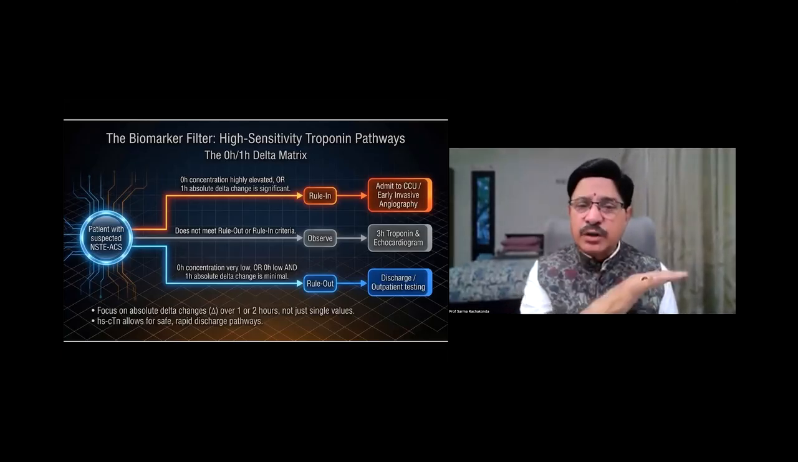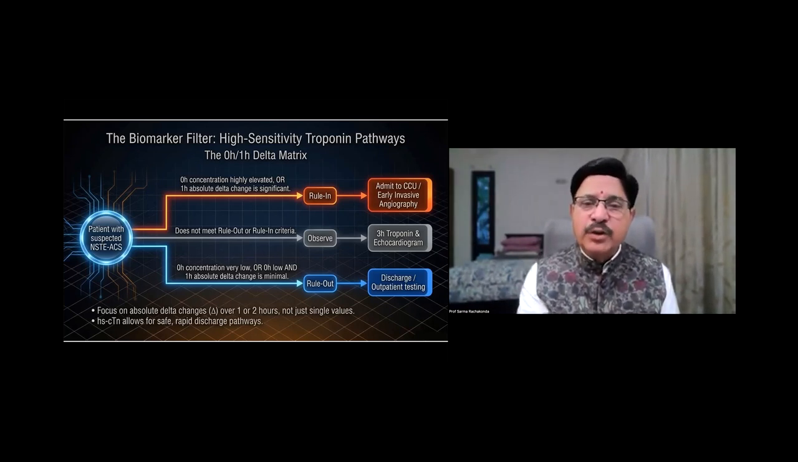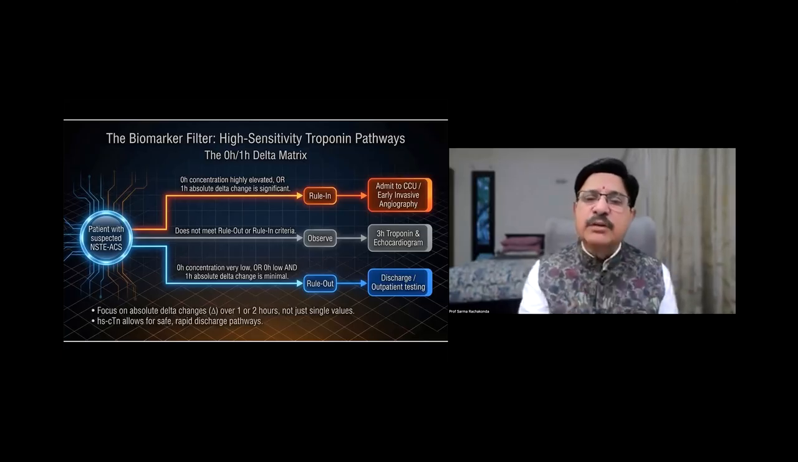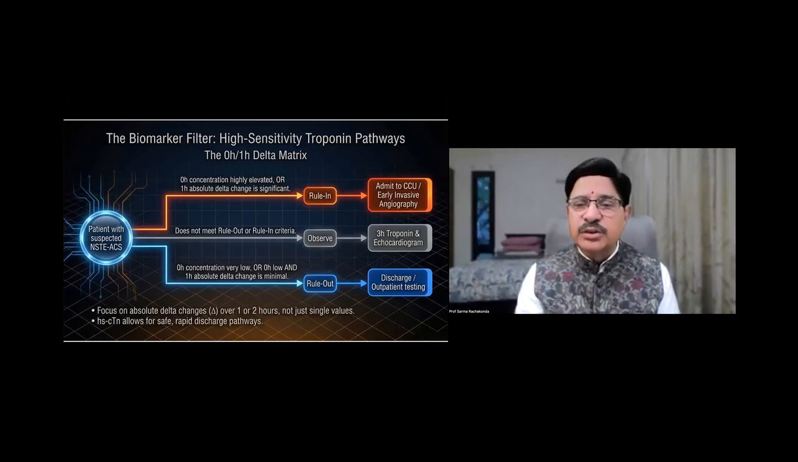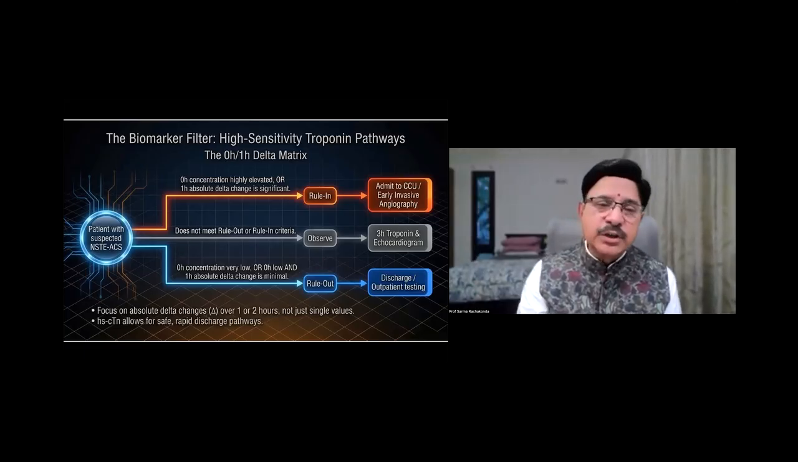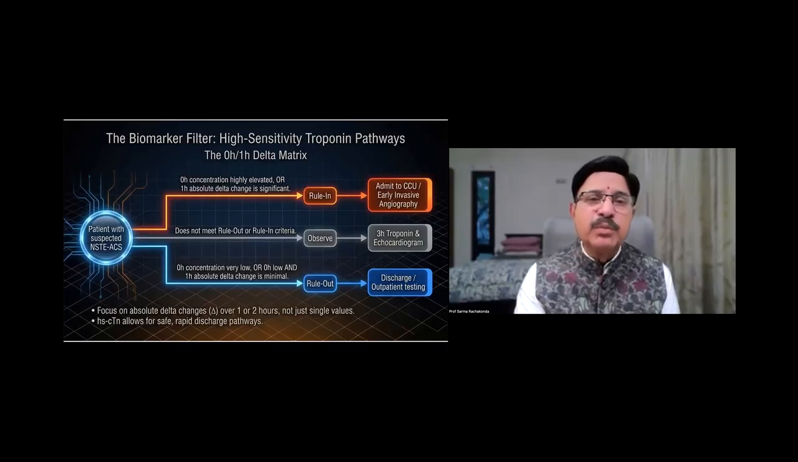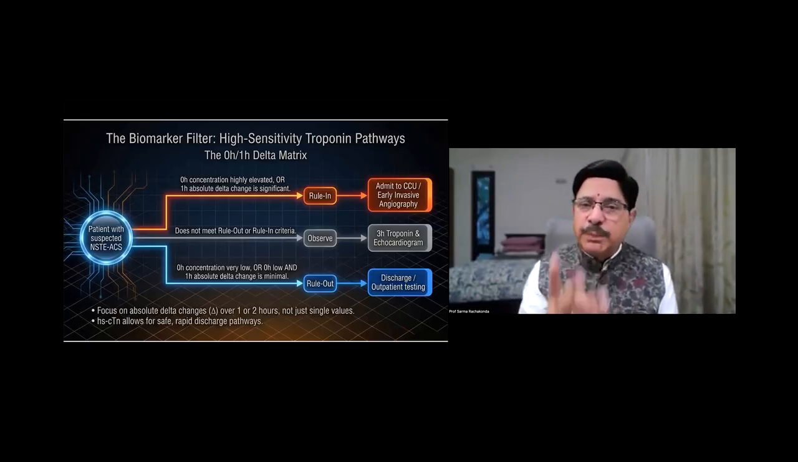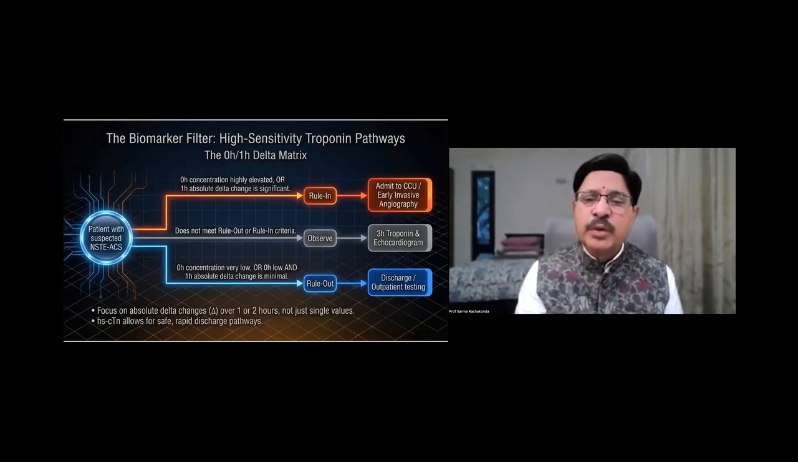Third, the 0 hour concentration is very low, normal, and the 1 hour absolute delta change is very minimal. After 1 hour, there is no increase in the troponin. It was at the baseline only. This rules out the diagnosis. Discharge the patient, with outpatient testing for further workup of his symptoms. You understand? So 3 branches. Rule in: high initial HS troponin or high delta. Moderate and not conclusive: observe. Very low or normal, and even the delta at 1 hour is not elevated: don't admit him, discharge.